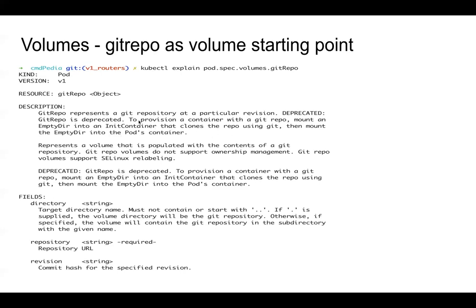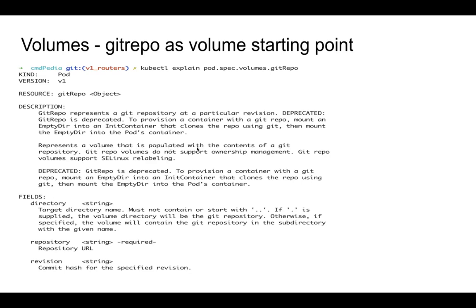So you can have this init container that clones the repo using Git, then mount the empty directory into the pod's container. The init container is a property or configuration given by Kubernetes. You can use that to run your git clone command and mount that onto an empty directory yourself instead of using gitRepo. That's the recommended way if you want a Git repo volume which has the Git repo content available to you. So we will read through this.